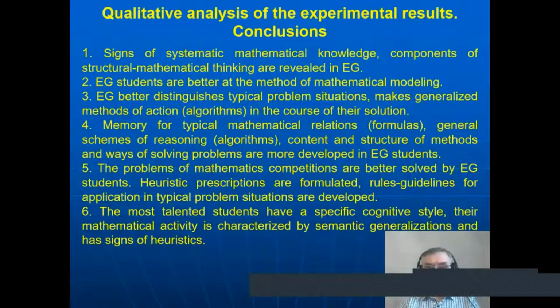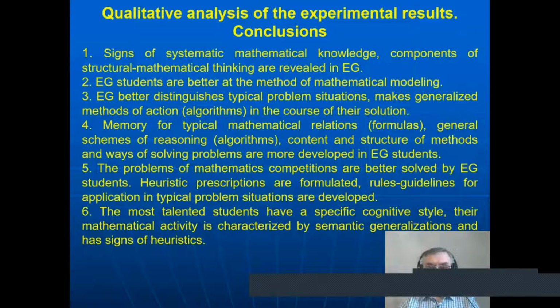According to the results of a qualitative analysis of the experimental results, the following conclusions were made. First, EG students have more systematic mathematical knowledge and competence in structural mathematical thinking. Second, EG students are better at the method of mathematical modeling. Third, EG graduate students better distinguish between typical problem situations and make generalized algorithms of action in the process of solving them.